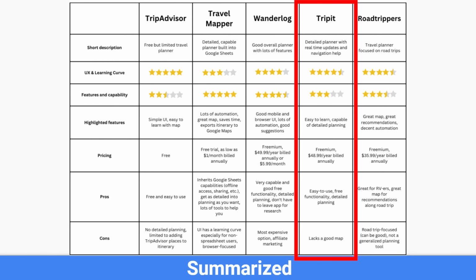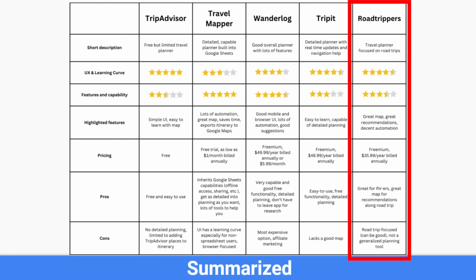Tripit is a detailed planner with real-time updates and navigation help. It's easy to use, has good free functionality, but really lacks a good map. Finally, Roadtrippers is very capable, sports a great map perfectly integrated into its planner, and has good recommendations and automation. The downside is that it is road trip focused and not a generalized planning tool.